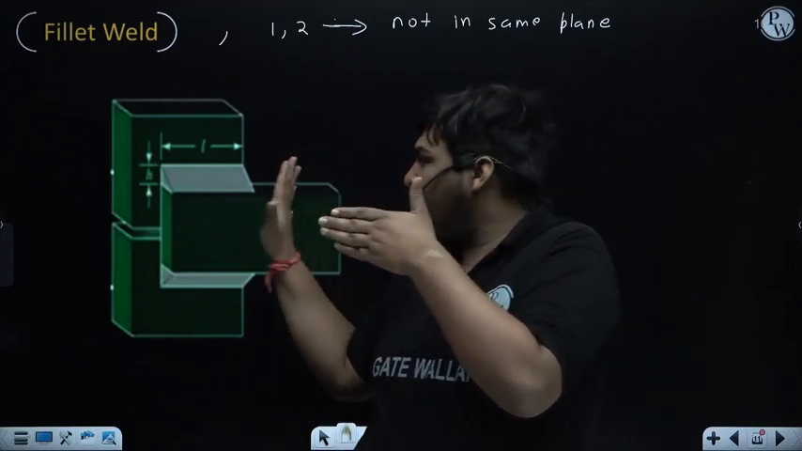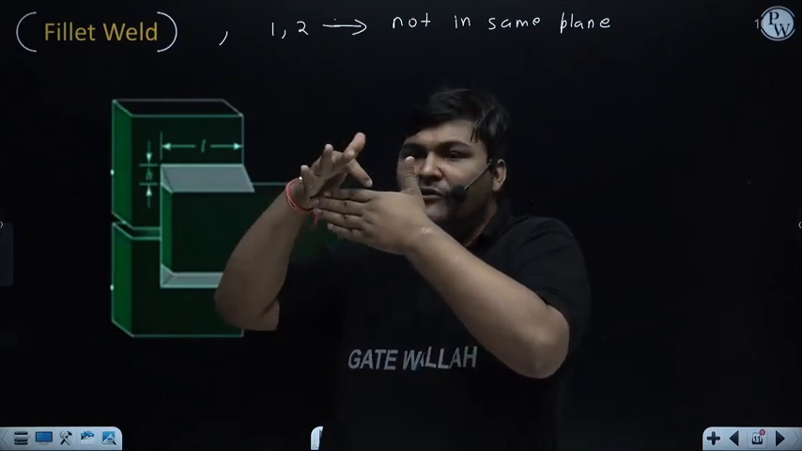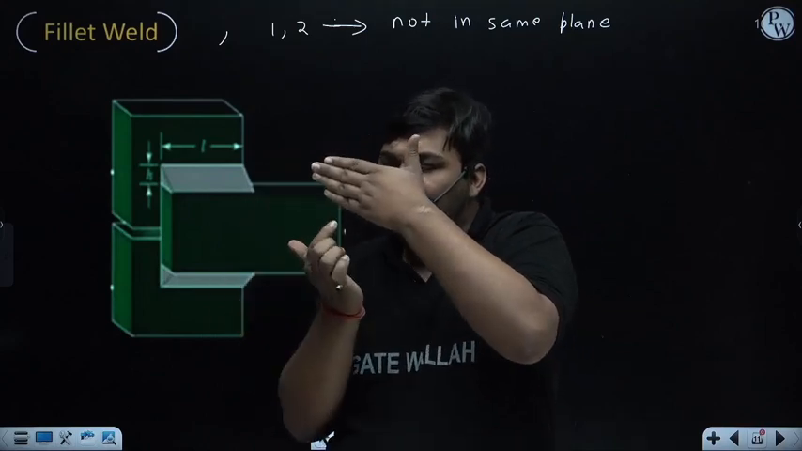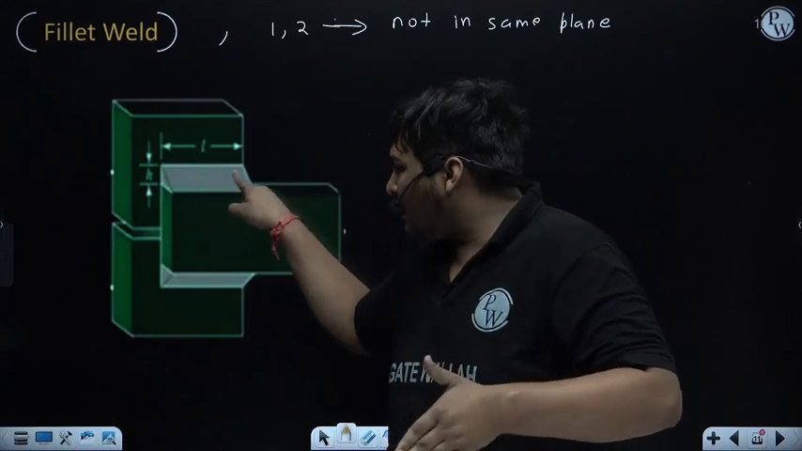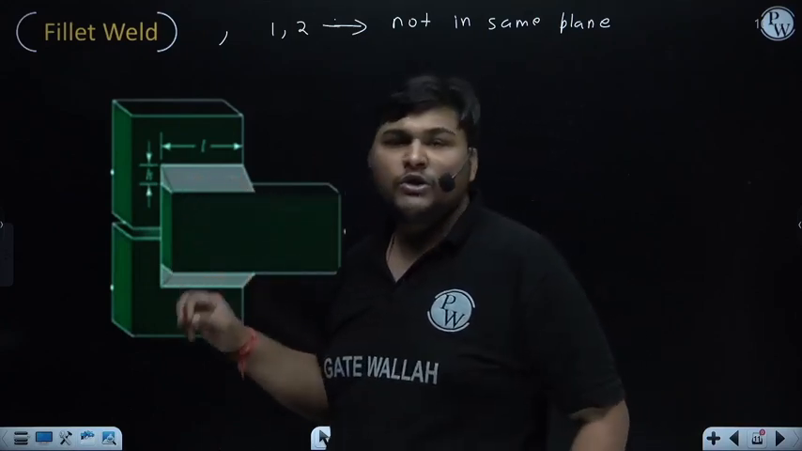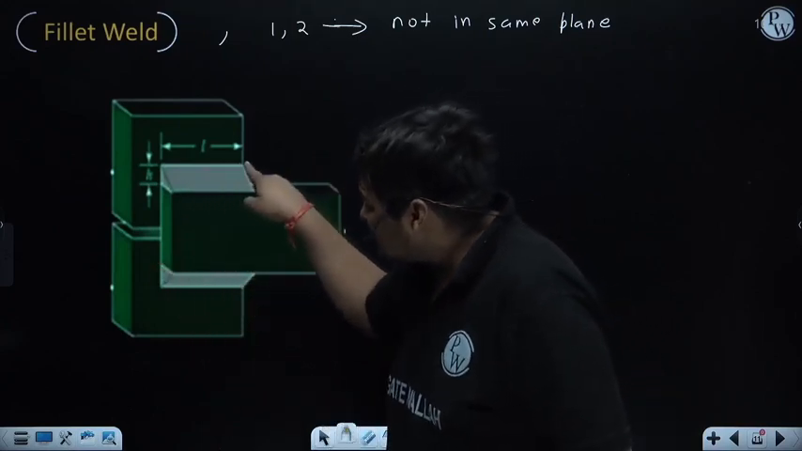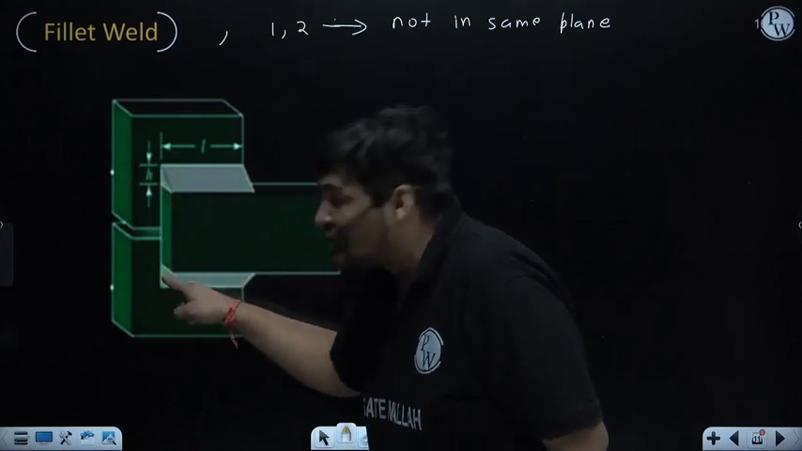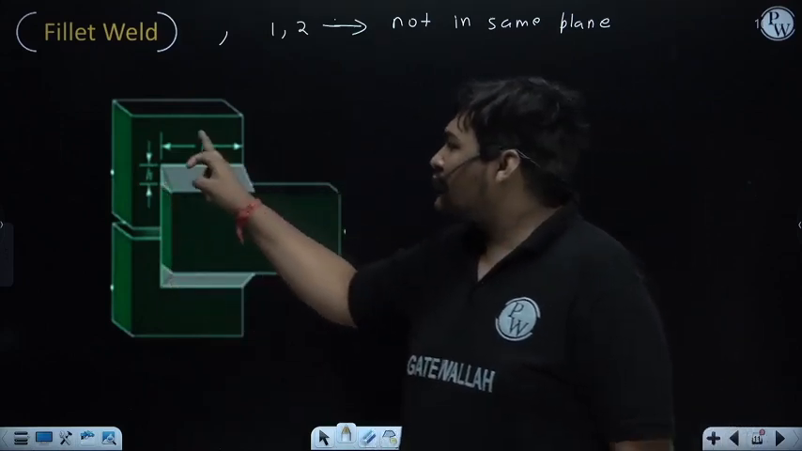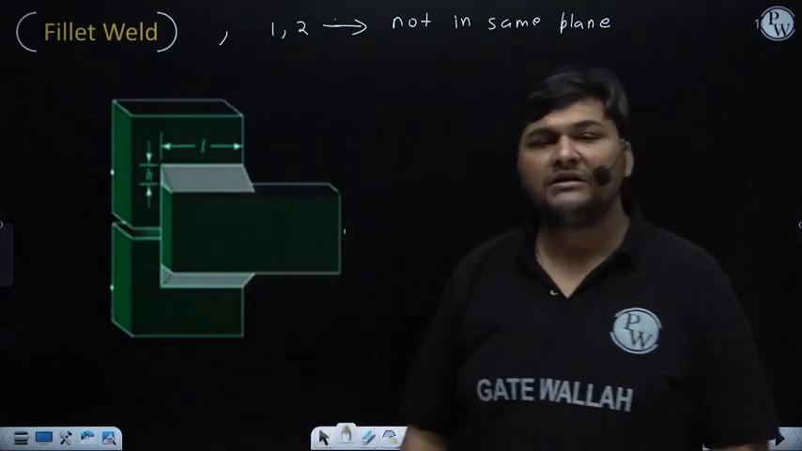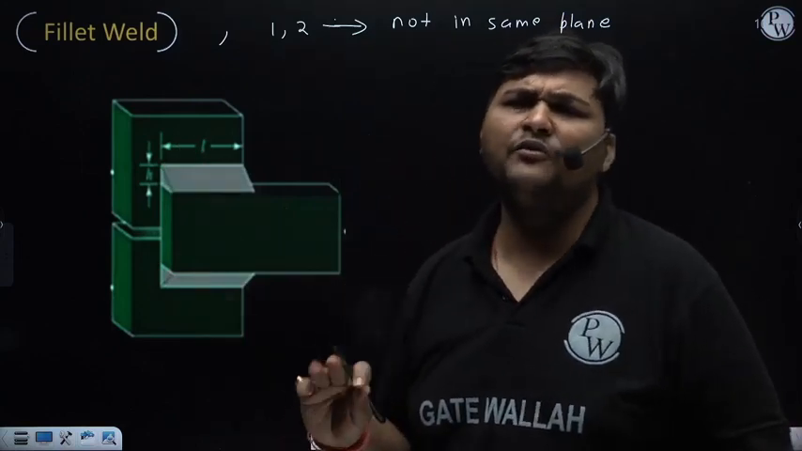Like right now I have welded these two plates. One weld I have made along this line, and one weld along this line. Whether it is along this line or along this line, all these joints are known as fillet weld. Why? Because 1 and 2 are not kept in the same plane. So it is the simple definition of fillet weld.